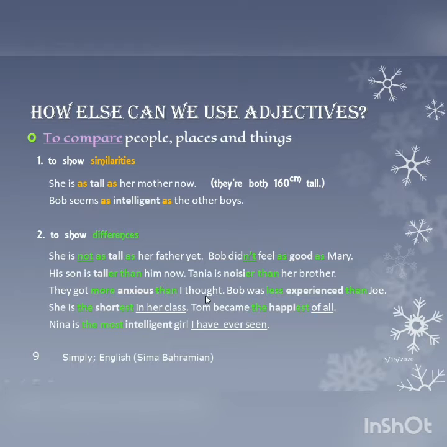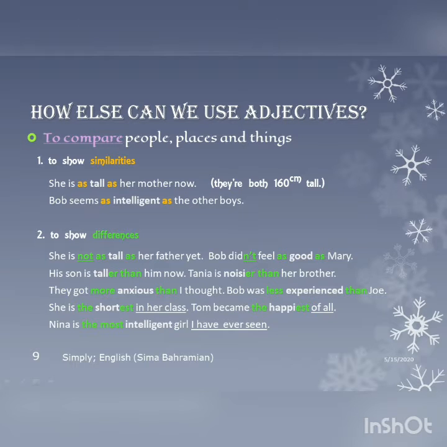Now, if you're comparing one student, for example, with all of the students in a class, one car with all of the cars in the parking lot, one teacher with all of the teachers in school, you need to use the superlative form. That happens when you add est or most to your adjective. She's the shortest in her class, or Nina is the most intelligent girl I have ever seen. So in comparatives, you need than to show difference. In superlatives, you need est or most to show the difference.